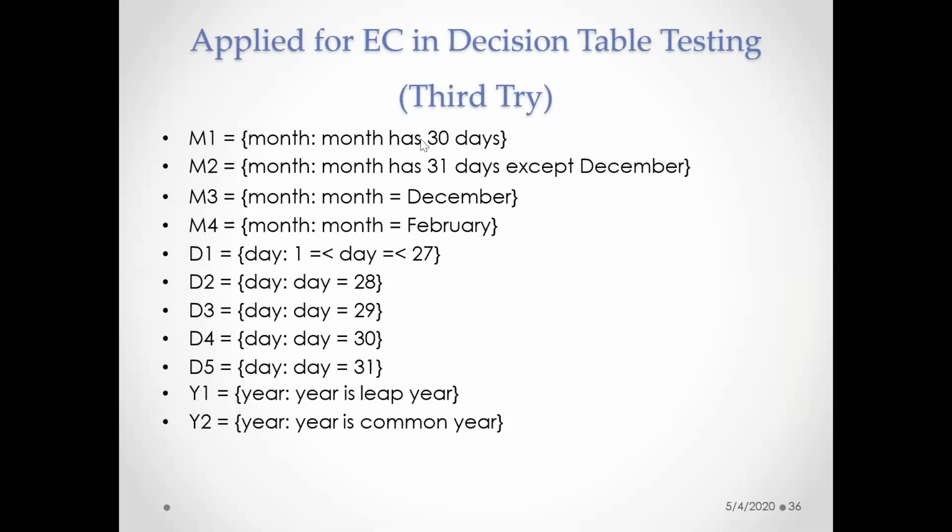M1 is having the month as 30 days. M2 is having the month as 31 days, except the December month, so it's only 6 months you need to consider. M3 separates the December month itself. Next, M4 separates the February month.